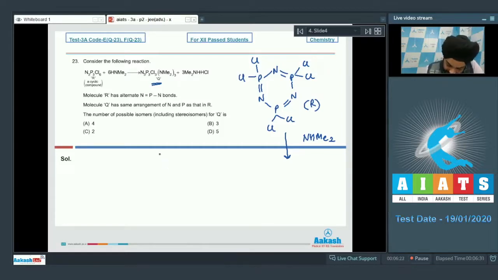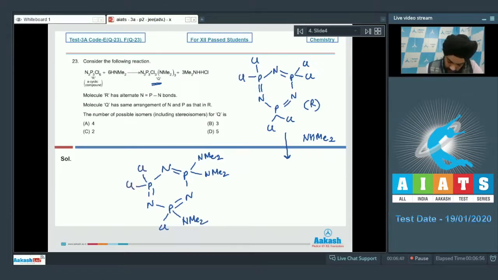Okay. So we can draw the cases, students. We can have this case in which both the chlorine atoms present on one of the phosphorus atoms are substituted. That is, it is a geminal case. Okay, so this is one of the isomers which will be obtained, students. And if we talk about this compound, we can clearly see that this compound is optically active. So it will exist as a D plus L pair. Okay, we can have other cases as well.